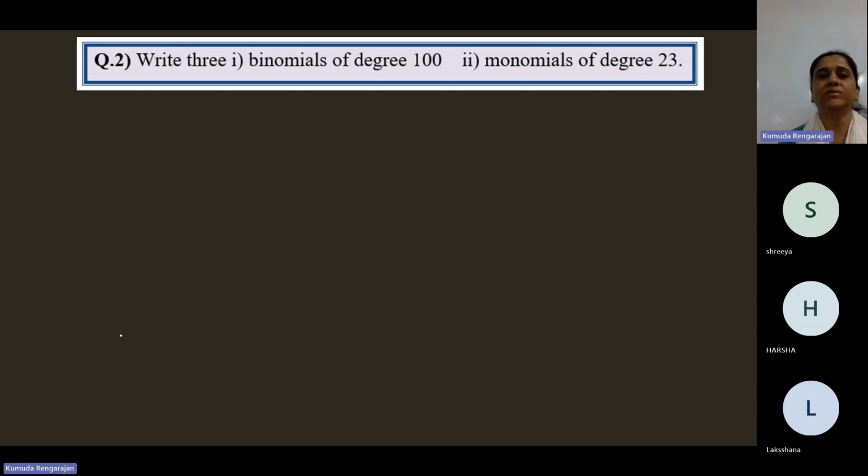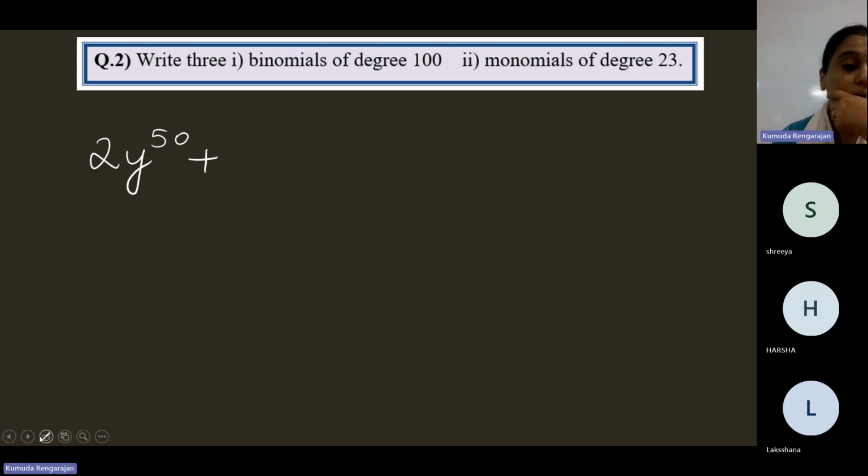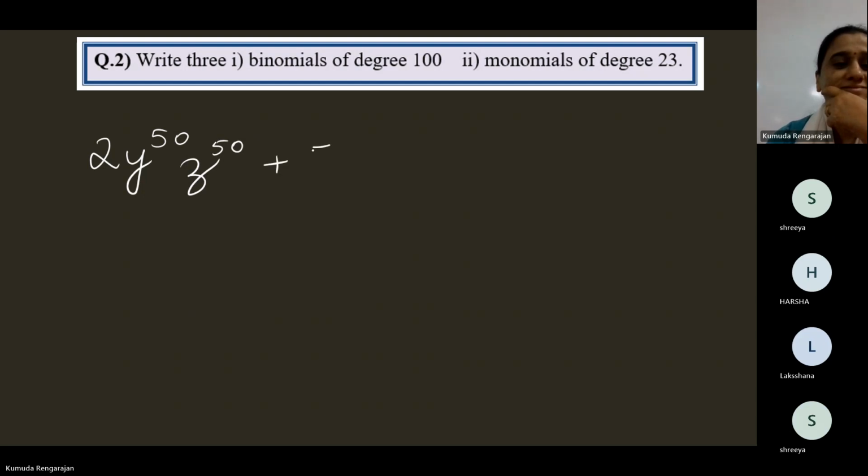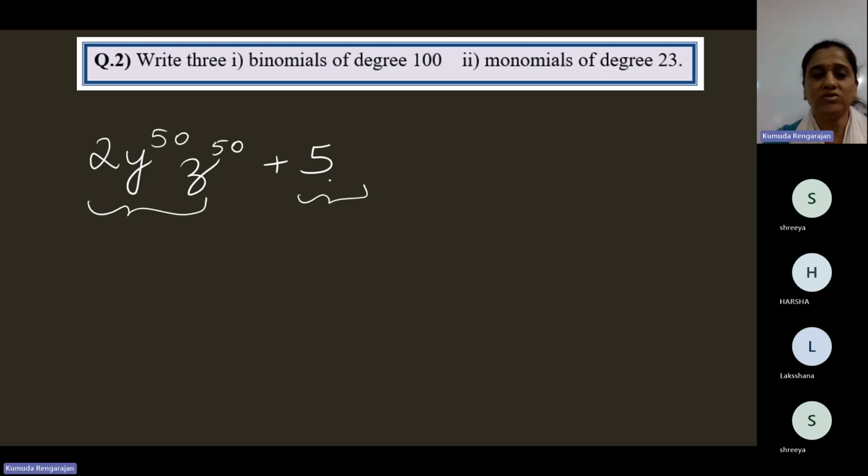Use more than one variable and give me examples. 2 y to the power 50 plus... Interesting example. Very good. Okay. So how many terms? 1, 2. There's only one separator. 2 terms. So it's a binomial. So one part of it is correct. It's a binomial. Now the second part is a degree 100.